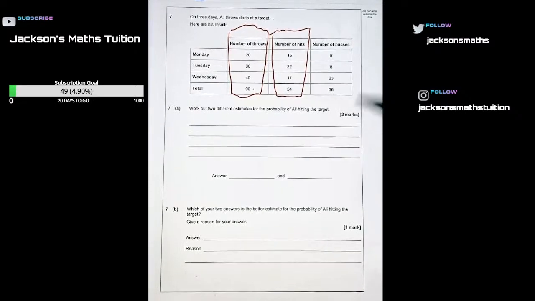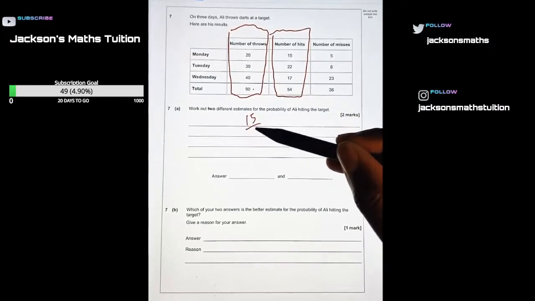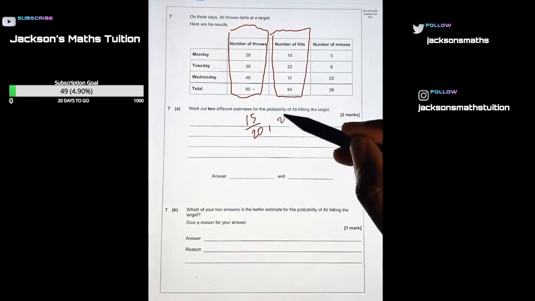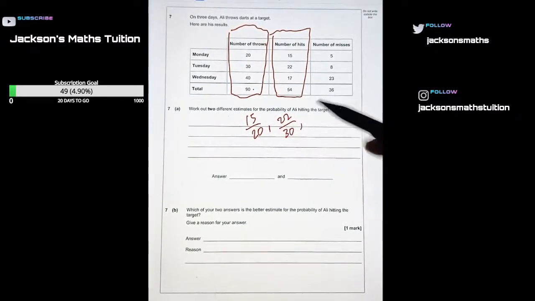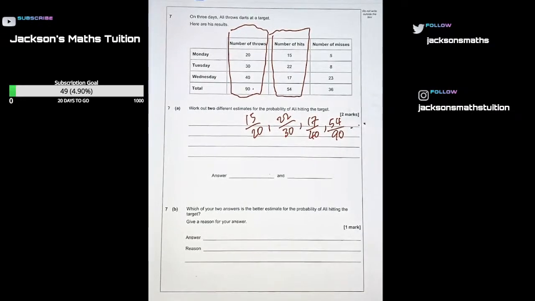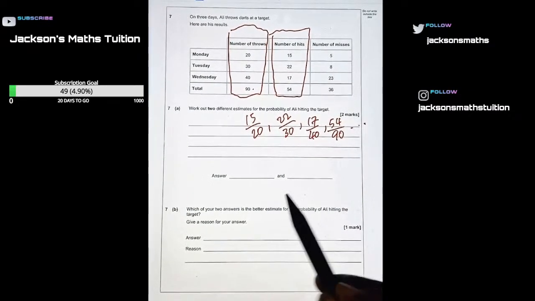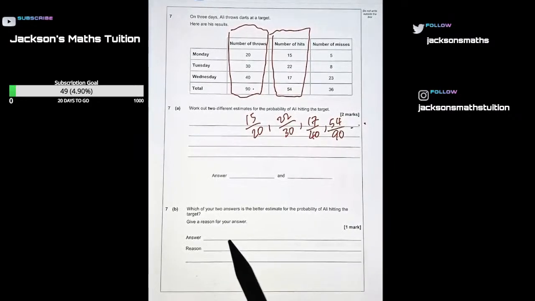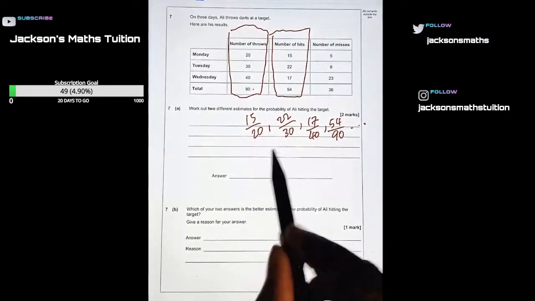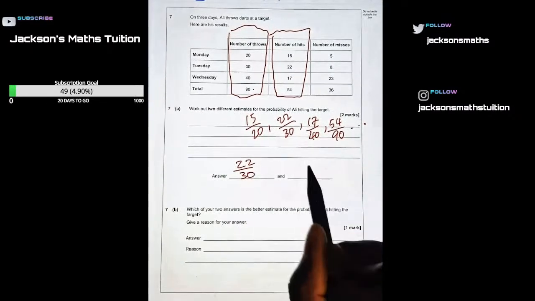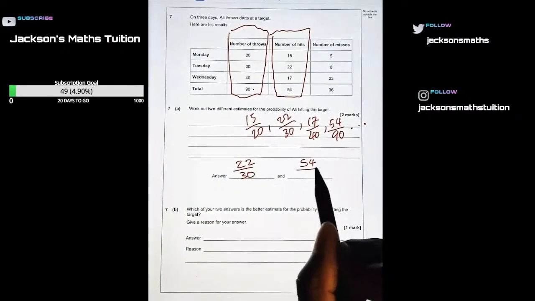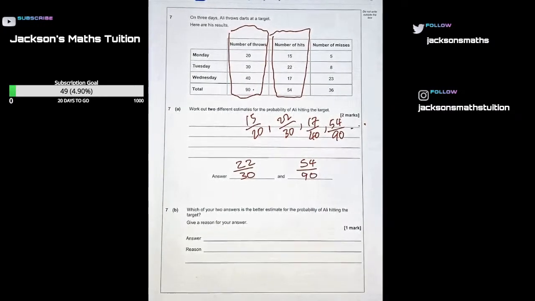So I'm just going to write down the first few. Let me just pick any 3. It could be 15 over 20, it could be 22 over 30, it could be 17 over 40, or you could have 54 over 90, etc. So you just pick any 2. Alright, so I'm going to use 22 over 30 and I'm going to use 54 over 90. You could pick any two of those, guys.